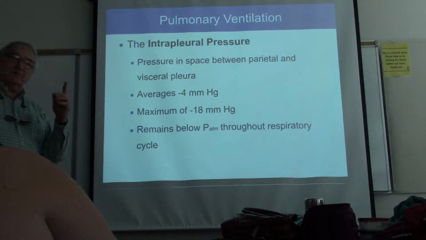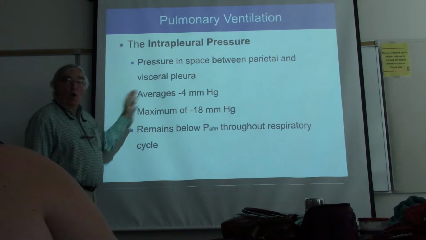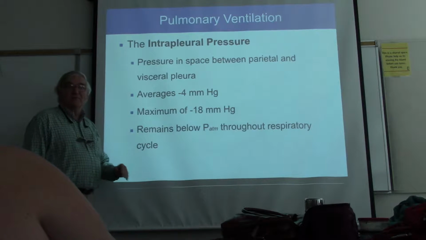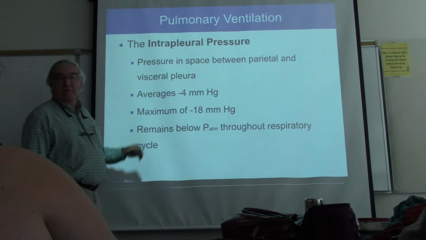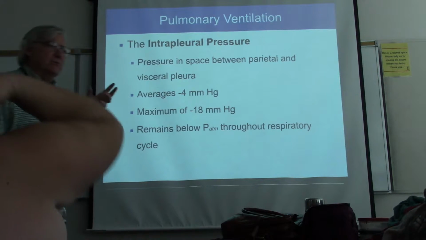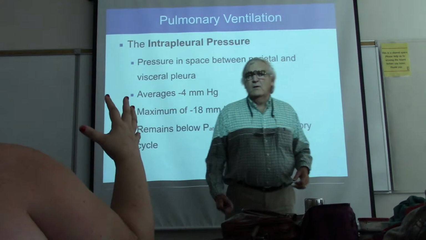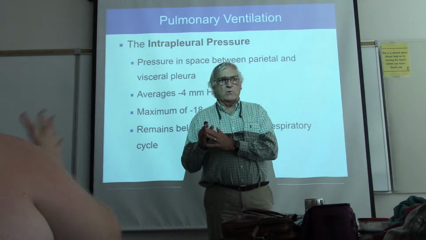And here's the thing you need to know about intrapleural pressure. It's always, always, always negative. Okay? It normally averages about -4. Now, why does it need to always be negative? Think about it. Why would you need your intrapleural pressure to always be negative? Because you want the lungs to remain open. Because you want your lungs to stay right up against your chest wall, right?